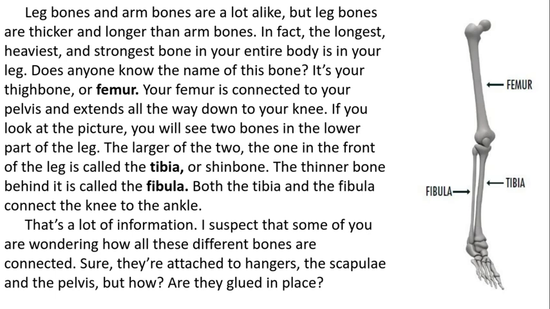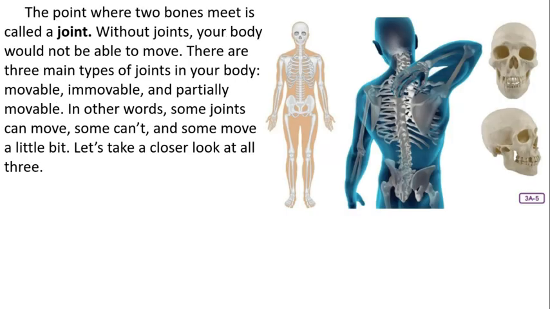I suspect that some of you are wondering how all these different bones are connected. Sure, they're attached to hangers, the scapulae and the pelvis, but how? Are they glued in place? What do you think? Are they glued? The point where two bones meet is called a joint.